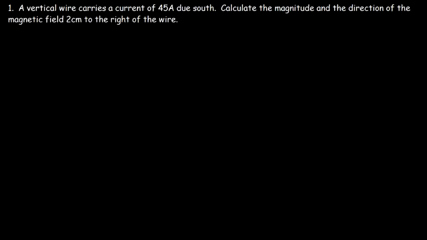Let's work on this problem. A vertical wire carries a current of 45 amps due south. Calculate the magnitude and the direction of the magnetic field 2 centimeters to the right of the wire. So go ahead and try this problem.